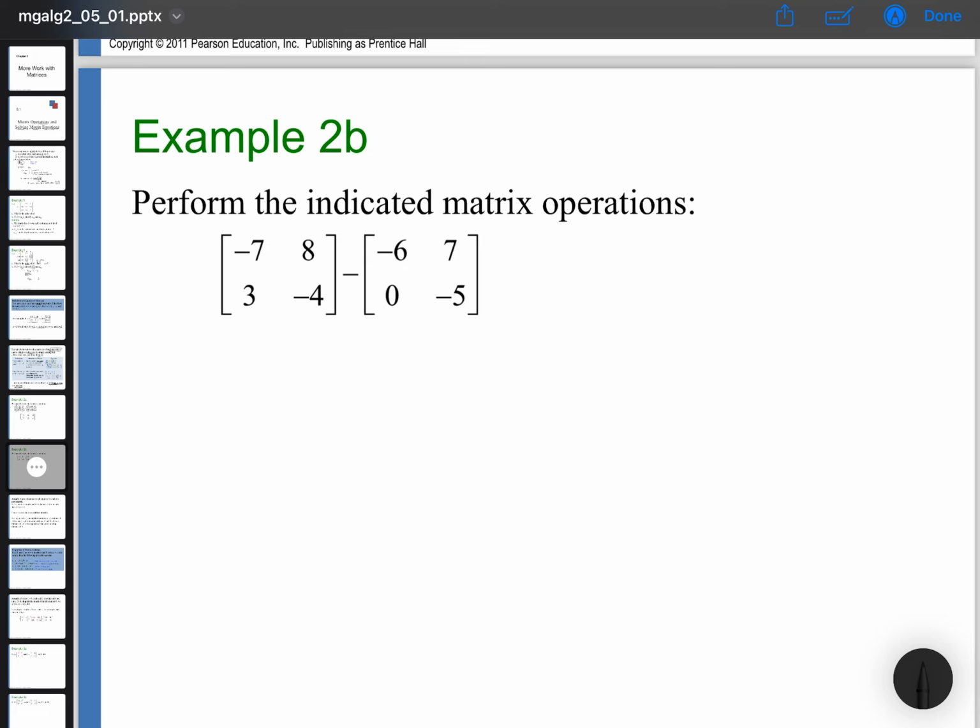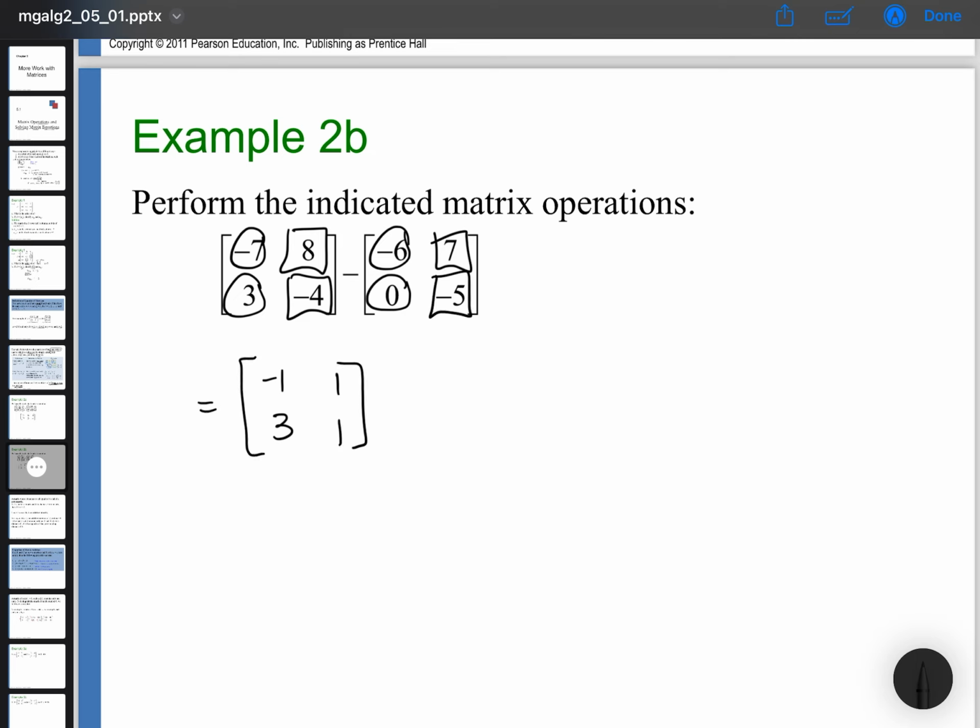All right, so I'm going to do -7 minus -6, or plus 6. That's going to give me -1. 8 minus 7, that's going to give me 1. 3 minus 0, that's going to give me 3. -4 minus -5, or plus 5, that's going to also give me 1. And that would be our solution here. I just took each element in the same location and subtracted them.